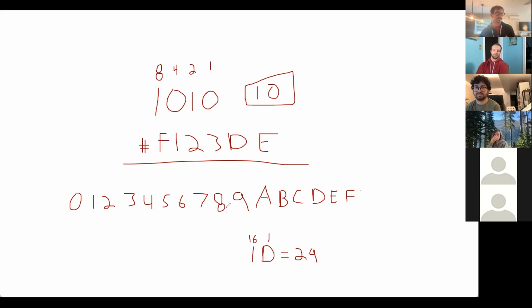Another one you might see is the octal system. I think this one's a little less common. Hexadecimal is pretty common, but sometimes you'll see octal, which is just the number system going from 0 through 7. It has 8 numbers.